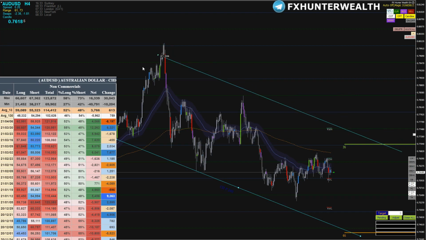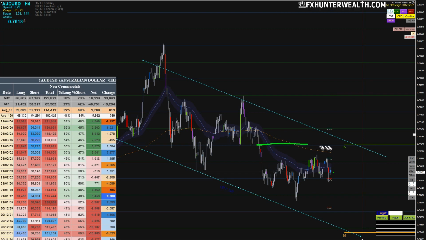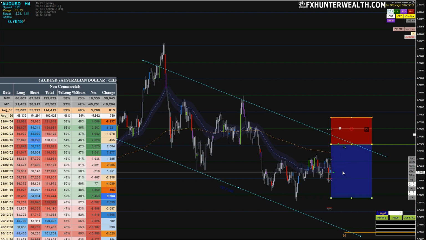So maybe we can draw the channel like this, and here with this whole number, with this blue line, if the price will dip into this liquidity above. How do I know there will be liquidity? Look at this, 65% of the people are already in the shorts, so they will have stop losses above here, right? So if the price will dip into this liquidity, then shorting around here could be nice, right?